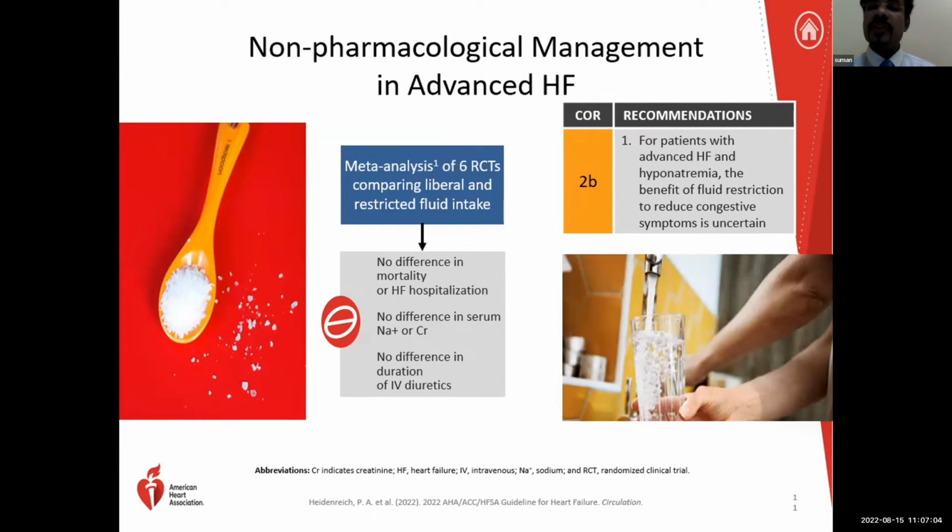Coming to the non-pharmacological management of advanced heart failure, that is a 2B recommendation. For patients with advanced heart failure and hyponatremia, the benefit of fluid restriction to reduce congestive symptoms is uncertain.